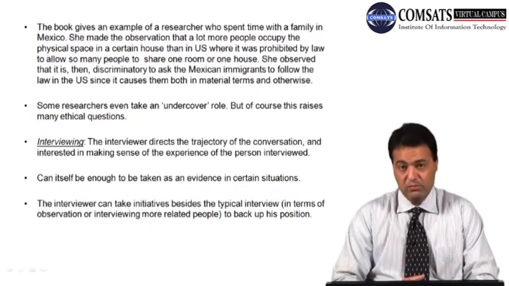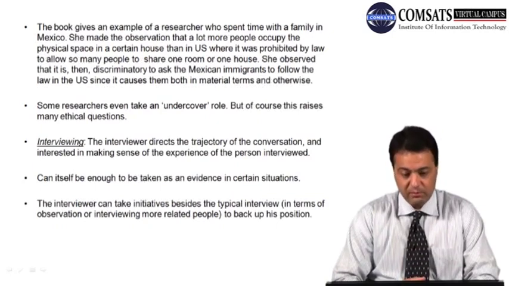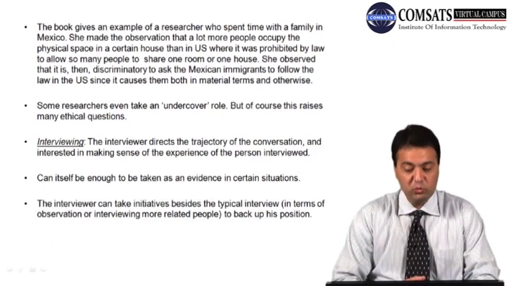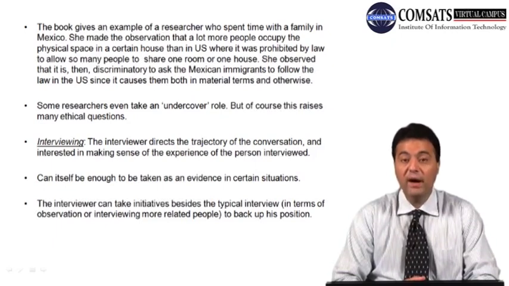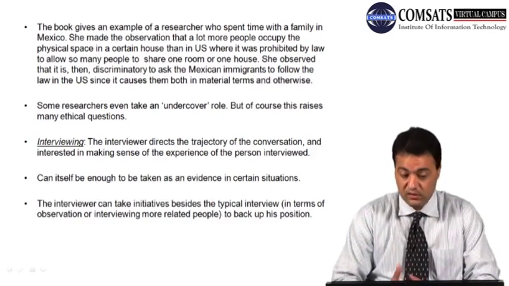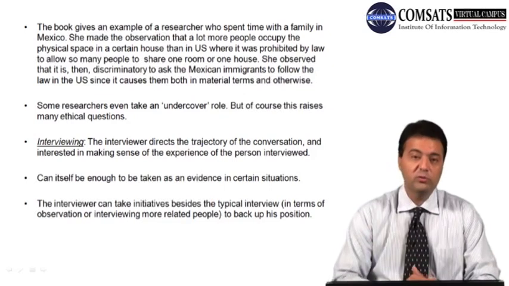The textbook gives an example of a researcher who spent time with a family in Mexico. She made the observation that a lot more people occupy the physical space in a certain house than in the United States, where it was prohibited by law to allow so many people to share one room or one house. She observed that it is then discriminatory. ये उसकी observation थी.